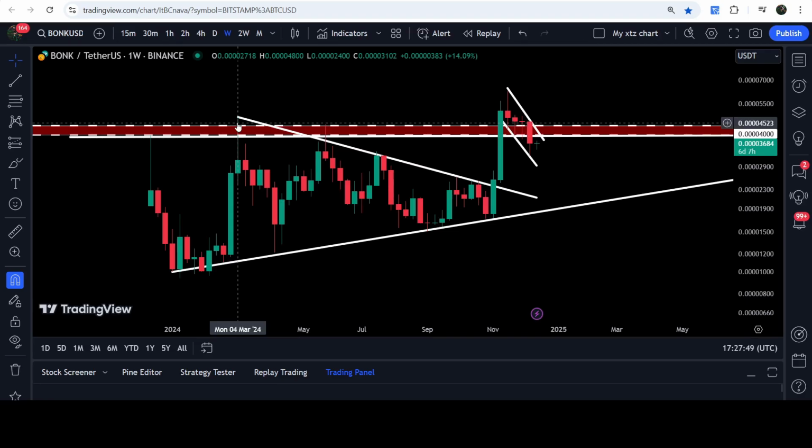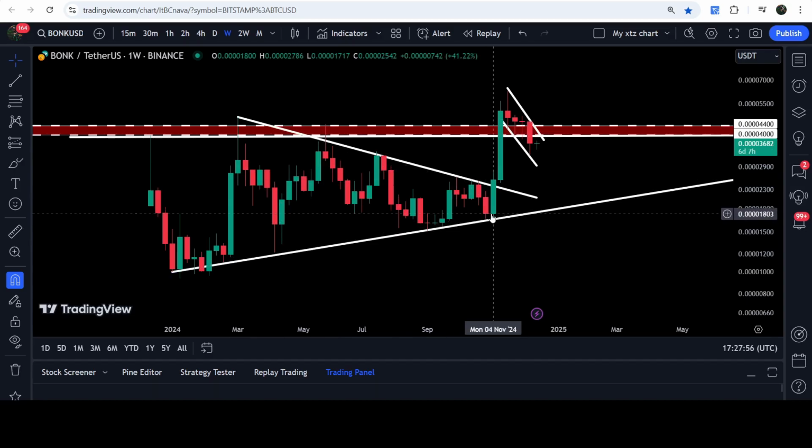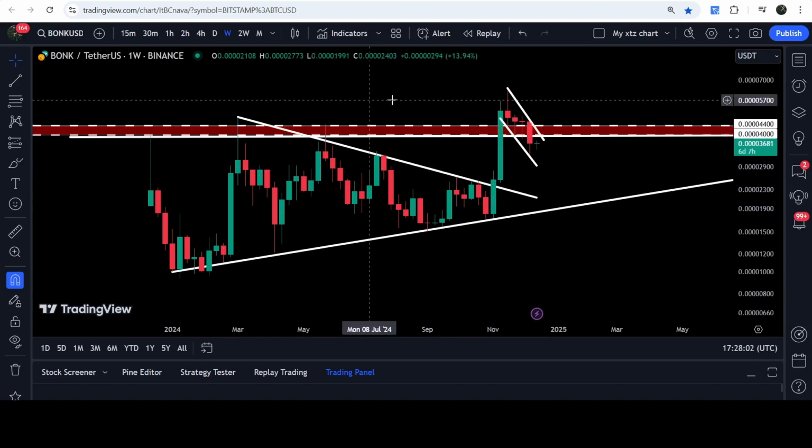March 2024. And after that, we had another bounce, rejection, another bounce, and another rejection here. And this was the last bounce that happened here in the month of November 2024. And finally, we broke out of the resistance of this big symmetrical triangle.